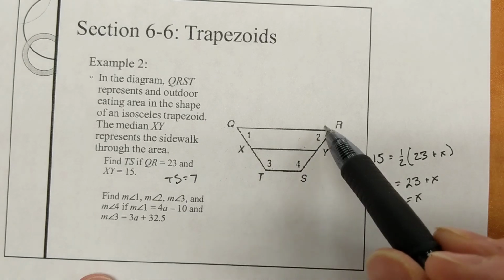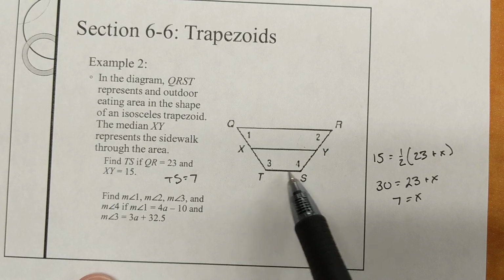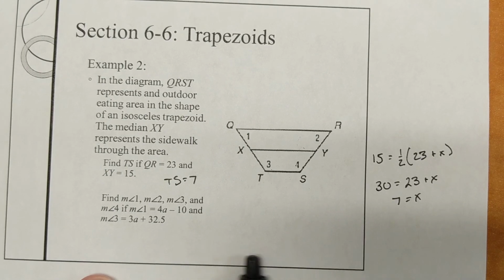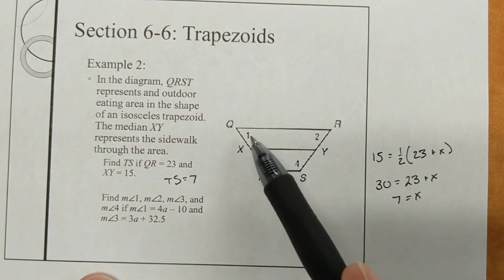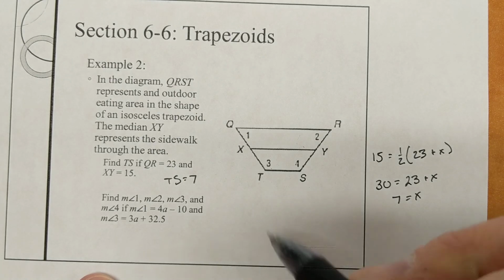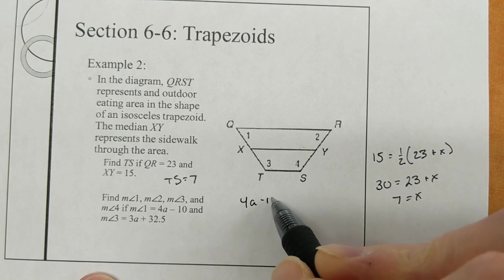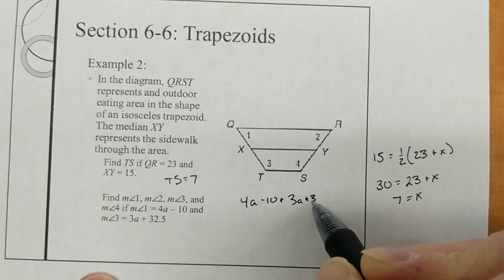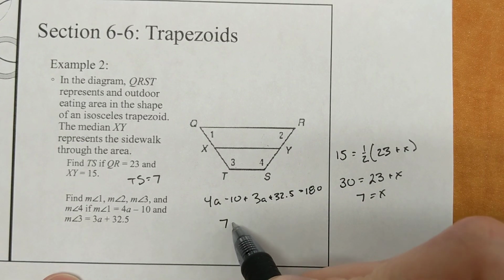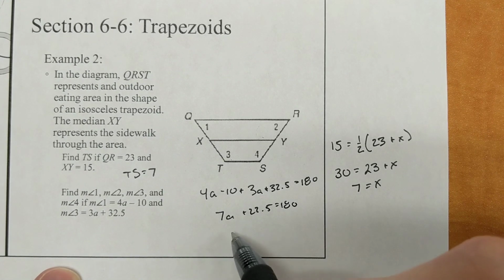All right, down here, find the measures of angles 1, 2, 3, and 4 if angle 1 is 4a minus 10, and angle 3 is 3a plus 32.5. These are base angles, so they are congruent in an isosceles trapezoid. These two angles add up to 180 because these are parallel. That's the transversal. They are same-side interior. So 4a minus 10 plus 3a plus 32.5 is equal to 180. So that's 7a plus 22.5 equals 180.